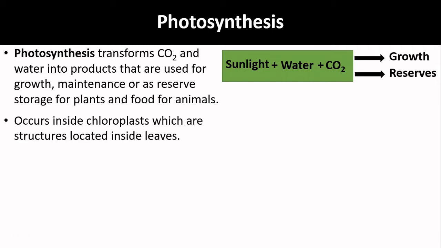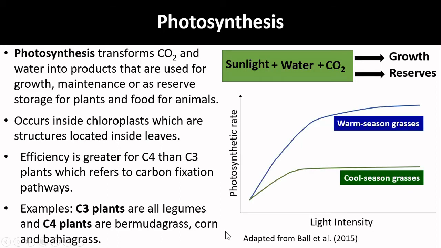This process occurs inside structures called chloroplasts, and there are two major distinct carbon fixation pathways, classified as C3 and C4. These are terms that we usually use to classify groups of plants. Generally, legumes and cool season grasses are C3 plants, while C4 are warm season grasses. And this nomenclature differentiation is based on the first product that the plant generates from photosynthesis.